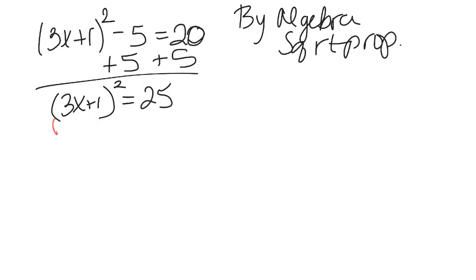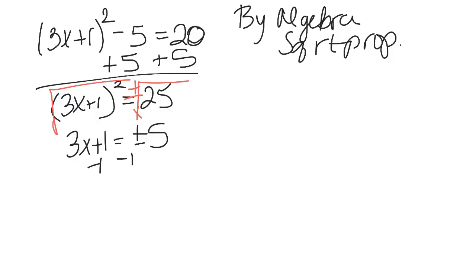We're going to take the square root of both sides. Don't forget that plus or minus. Every time you take the square root of both sides of an equation, we get 3x plus 1 equals plus or minus 5. Subtract 1. 3x equals negative 1 plus or minus 5.